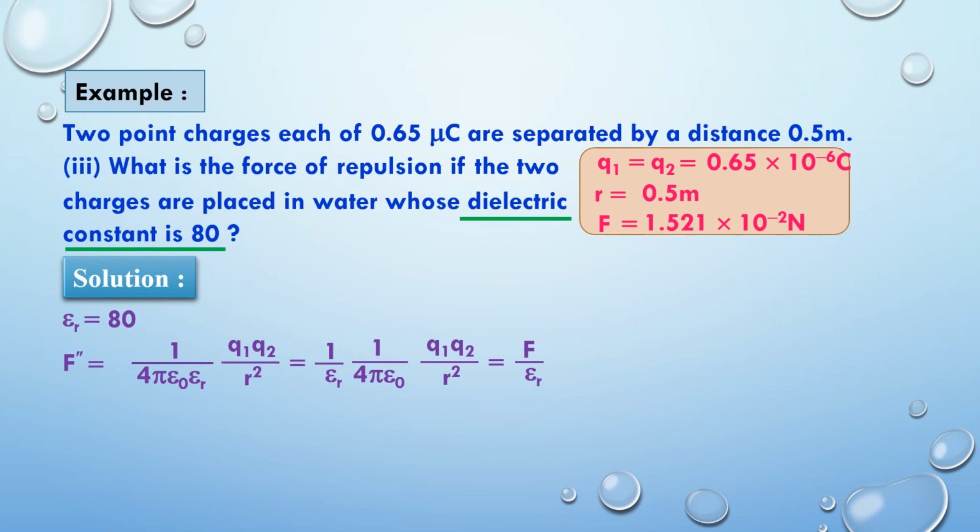Hence you can write the new force should be equal to the initial force divided by epsilon R. So I get 1.521 × 10 to the power of minus 2 divided by 80, which should give you an answer of 0.0190 × 10 to the power of minus 2 Newton.